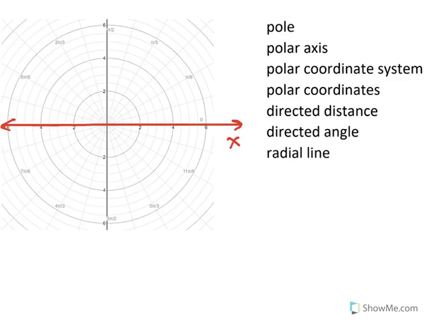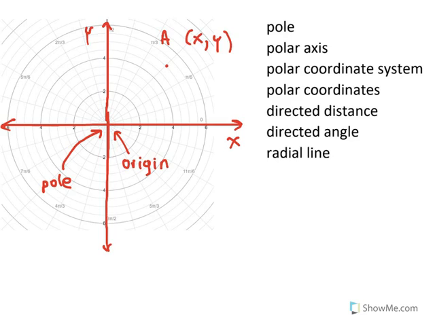So here we have the x-axis, and here we have the y-axis. And you will observe that the pole from our polar coordinate system coincides with the origin from the xy plane, and of course the positive x-axis coincides with the polar axis. So to establish the relationship between the coordinates of a point, rectangular coordinates and polar coordinates, consider the following. Consider a point A with rectangular coordinates x, y.